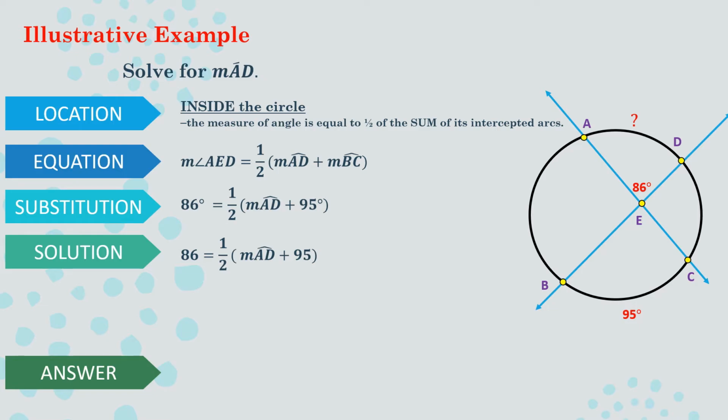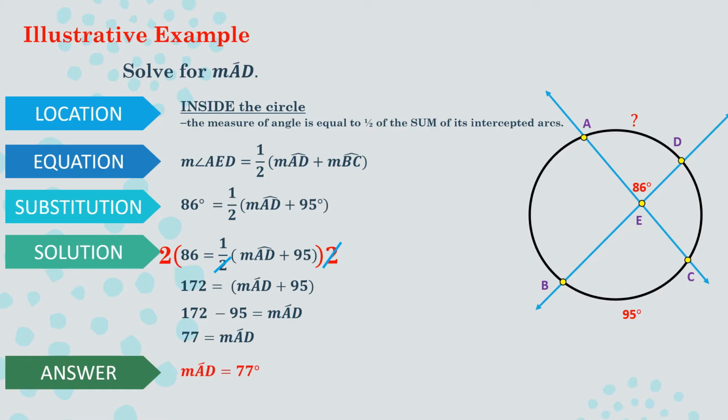So to remove the 1 half, we multiply both sides by 2 so that we can cancel 1 half and 2. Then the left side of our equation will become 2 times 86, which is 172. Then the right side will become measure of arc AD plus 95. So solving for the measure of arc AD, we have to isolate the measure of arc AD on one side of the equation. So we will have 172 minus 95 equals measure of arc AD. Continuing this one, we will have 77 equals measure of arc AD. So therefore, measure of arc AD is equal to 77 degrees.